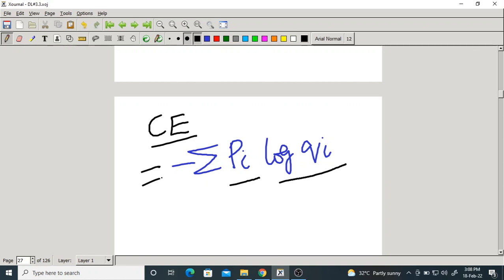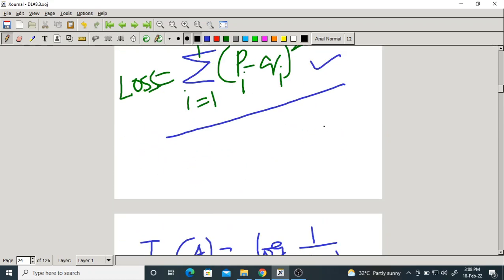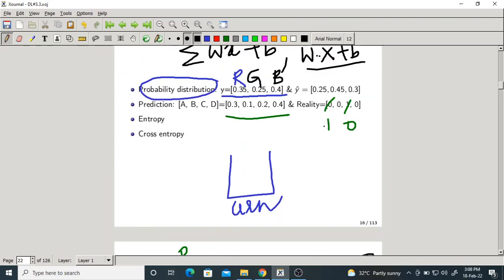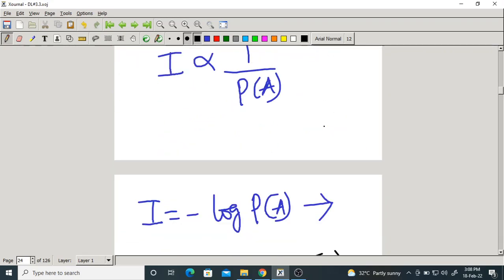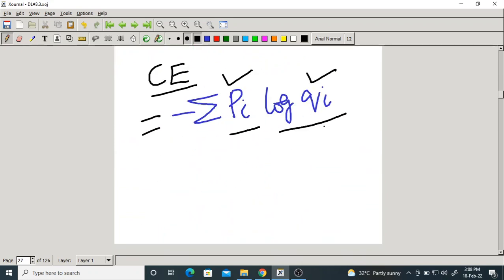So let us define this term, cross entropy. Please remember, P is the true or actual probability distribution, and Q is the predicted probability distribution. Entropy, cross entropy. Now we can use this cross entropy to define the deviation. This is better than the squared loss function.